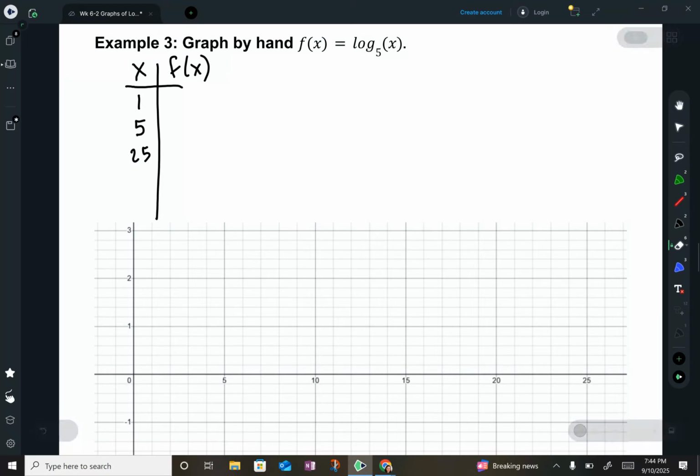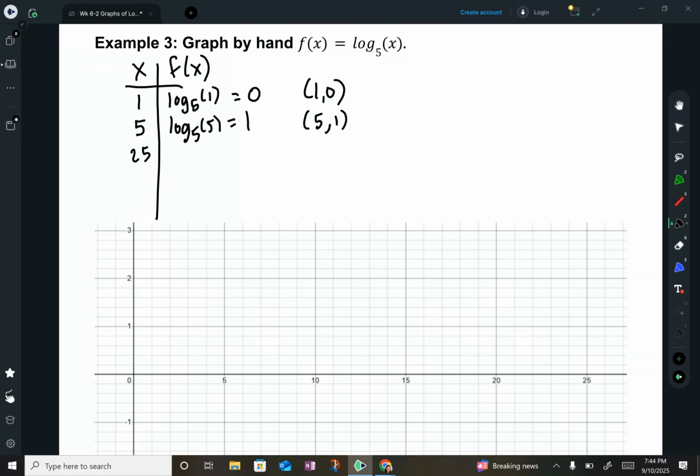And so if I put in 1, I would have log base 5 of 1. And what do I raise 5 to get to 1? And that answer is 0. So that's the point 1, 0. If I put in 5, I have log base 5 of 5. 5 to the 1 is 5, so that's the point 5, 1. And finally, log base 5 of 25, which is 2. So I have over 25 and up 2.